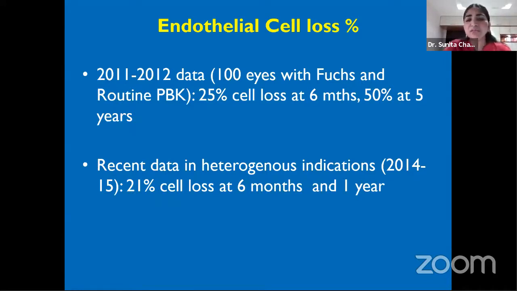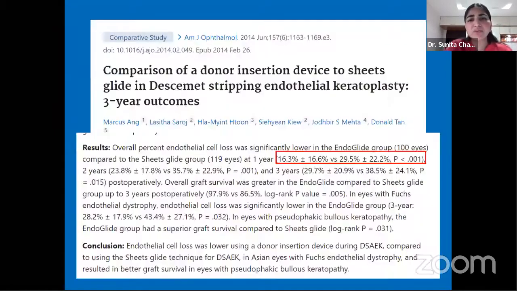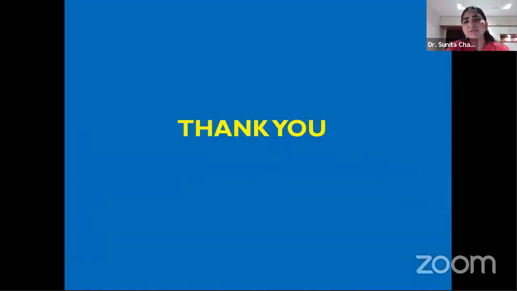The cell loss at 6 months to 1 year was roughly around 21%, which is slightly more than the TANS endoglide technique, but almost comparable to other techniques. So these would be my thoughts about managing different complex situations with DSEC with this technique.